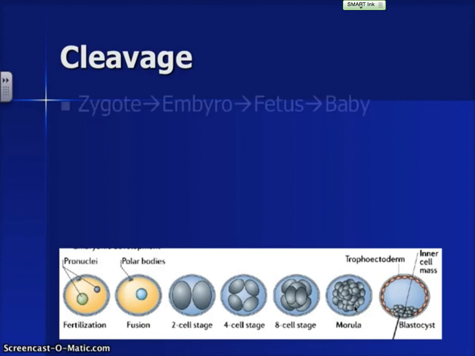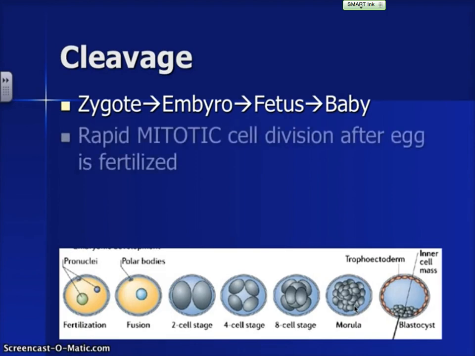During cleavage, for your notes, remember that zygote turns into embryo, develops into fetus, and eventually is a baby. Embryo is considered an early developmental stage of a baby. There's rapid mitotic cell division after the egg is fertilized. Remember, mitotic is the same as mitosis, and that's when the cell will divide into identical pieces.